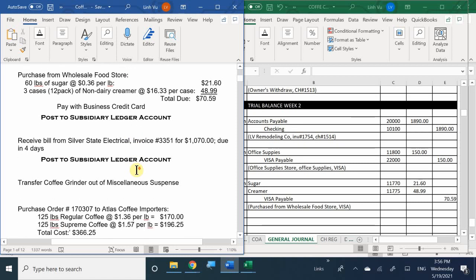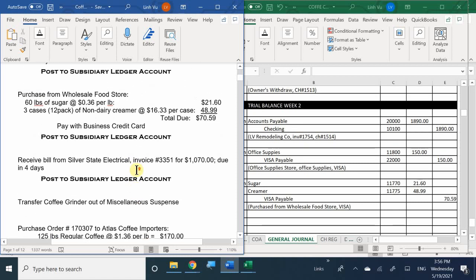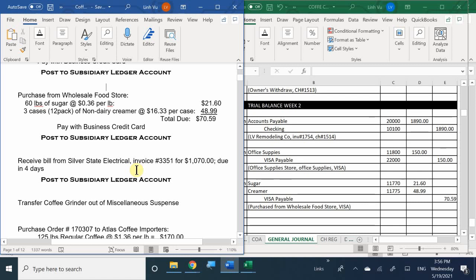Okay, next one, we received a bill. It's due in 4 days, so we won't go to our general journal, but we will post this to the subsidiary ledger so that we are aware of it. But we received a bill, so we would still put it in the journal. Well, we didn't issue a PO. But we didn't make a payment. So what do we do when we receive a bill and don't make a payment?